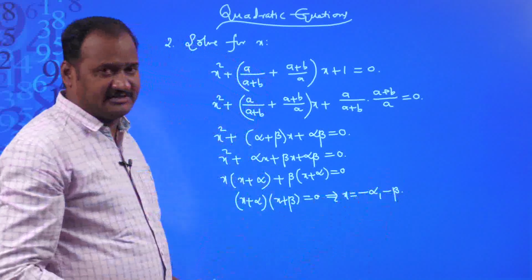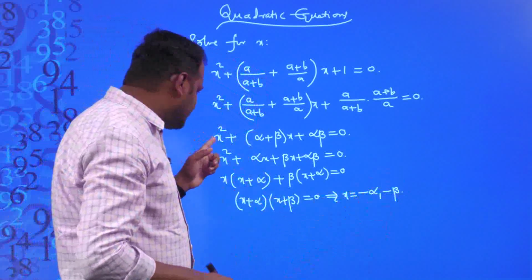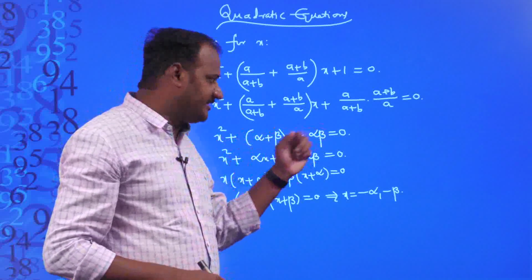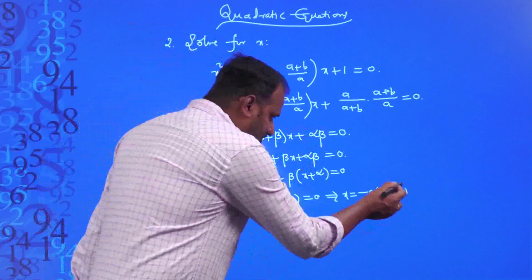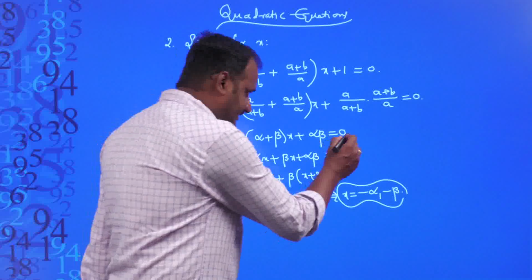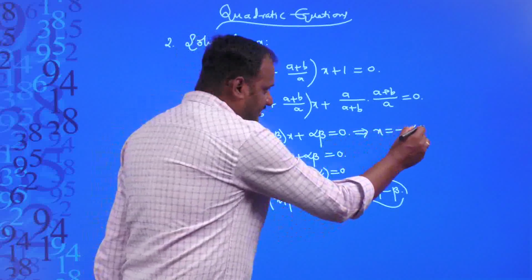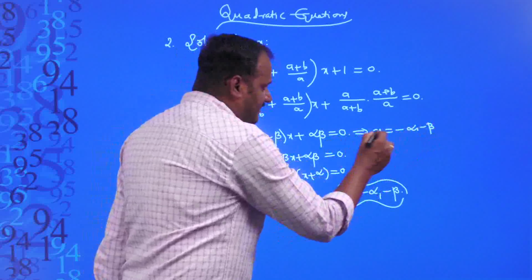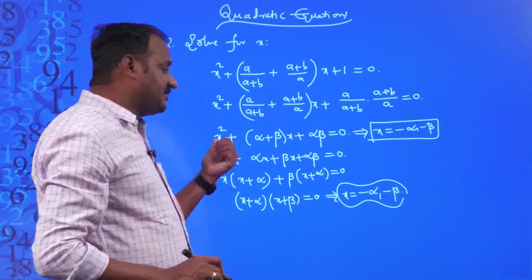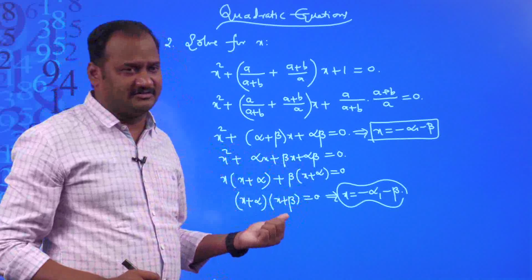Of course, you are aware of this, but I am showing you once again. If any quadratic equation is in the form of x square plus alpha plus beta into x plus alpha beta equal to 0, then the roots are going to be minus alpha and minus beta. I will write that information here itself. x is equal to minus alpha comma minus beta, right? When the quadratic equation is in the form of x square plus alpha plus beta into x plus alpha beta is equal to 0, right?